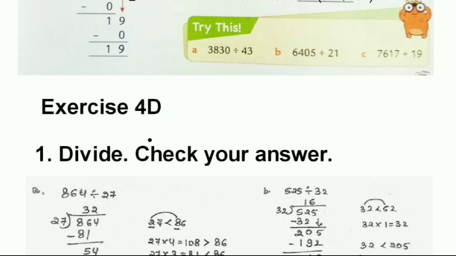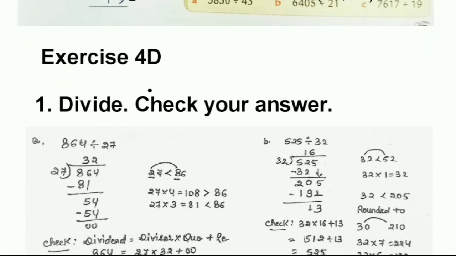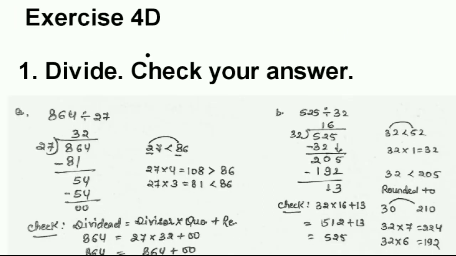Exercise 4d. Divide, check your answer. In this one, 864 divided by 27. So first we will do it. First we will check with this divisor and the same way we will take the first and second number.